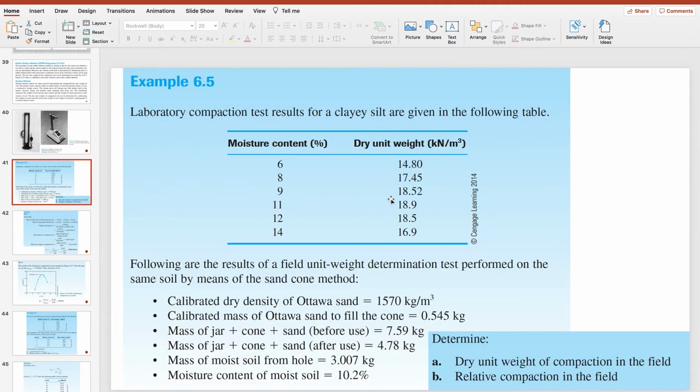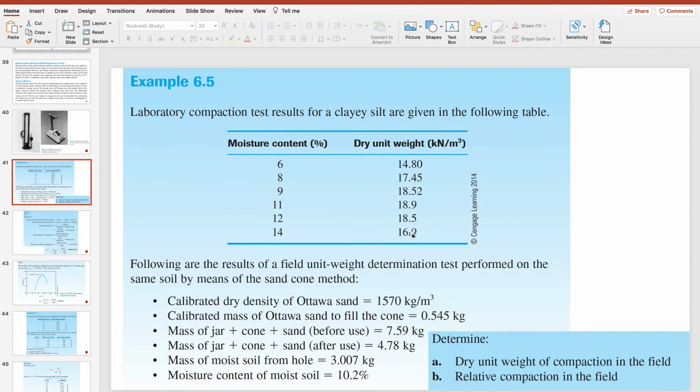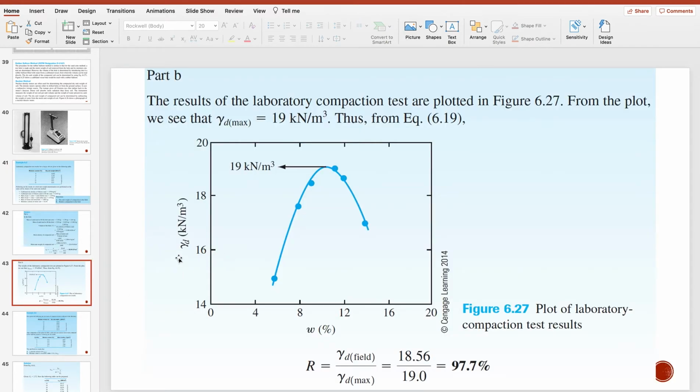Next, 12, 18.5. 12, tapos 18.5. Yan, dyan sila magmi-meet. Then, 14, 16.9. We have here 14, 16.9. Dito sila mag-meet. Then, connect it by a smooth curve.